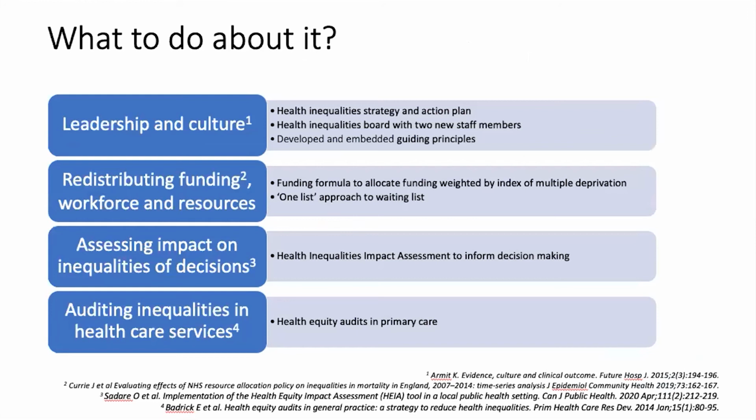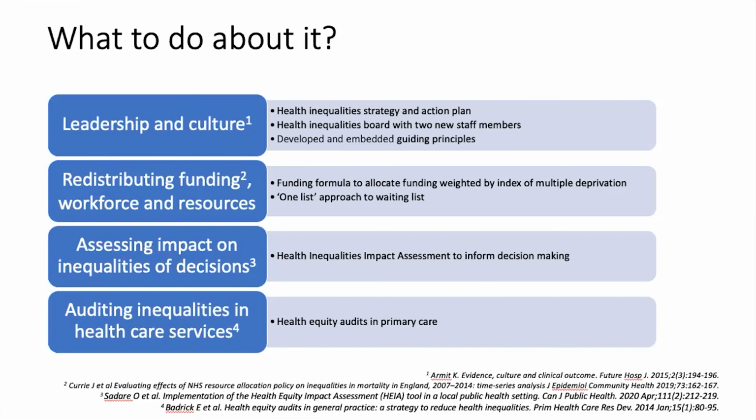We knew that one intervention wasn't going to cure inequalities, so we made a lot of effort to increase the maturity of the system in terms of health inequalities thinking. That started with leadership and culture. We've got a strategy and an action plan. We've got a health inequalities board. We developed some guiding principles, which we've been embedding into the organization around service delivery and development.